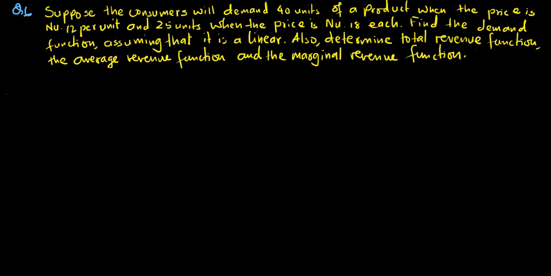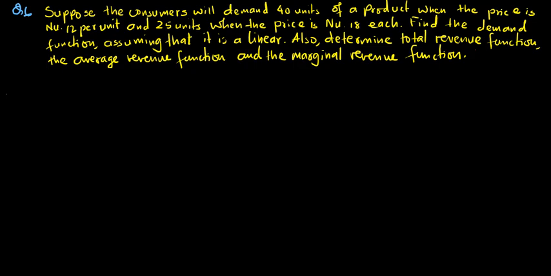The question is, suppose the consumer will demand 40 units of a product when the price is Nu 12 per unit and 25 units when the price is Nu 18 each. Find the demand function assuming that it is linear. Also determine the total revenue function, the average revenue function, and the marginal revenue function.